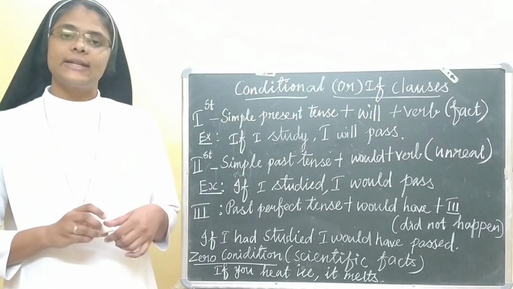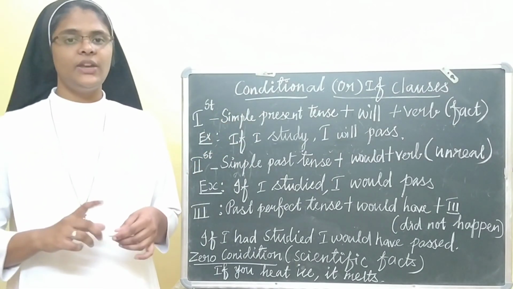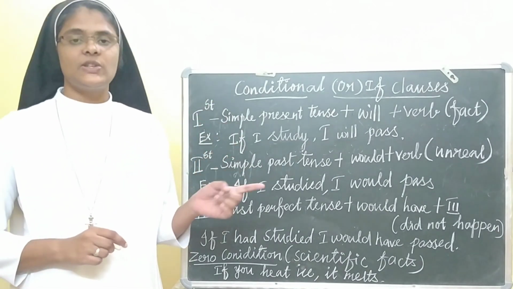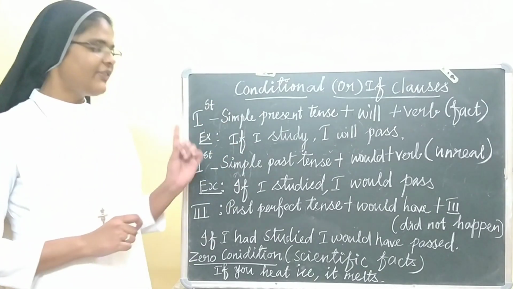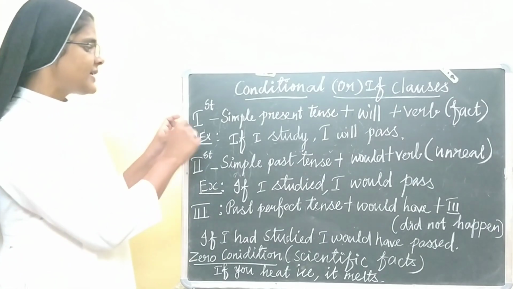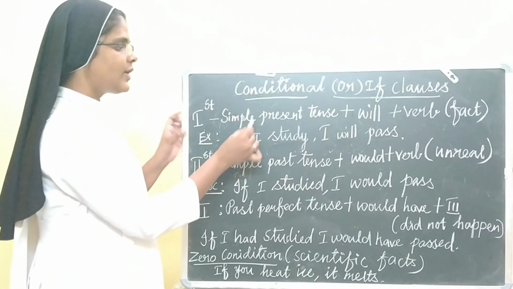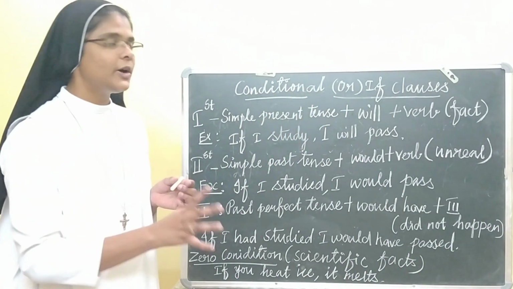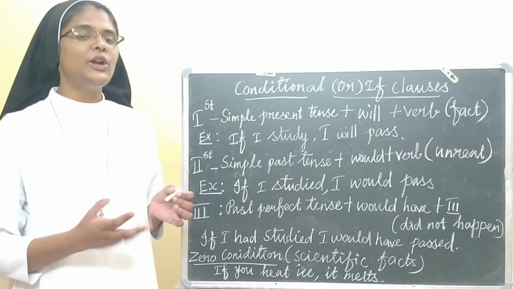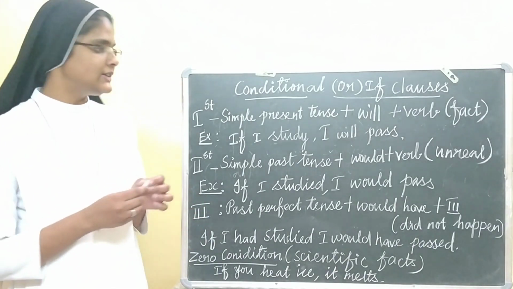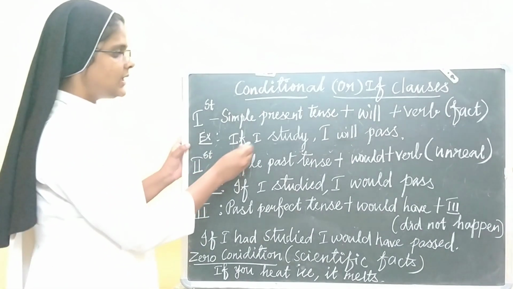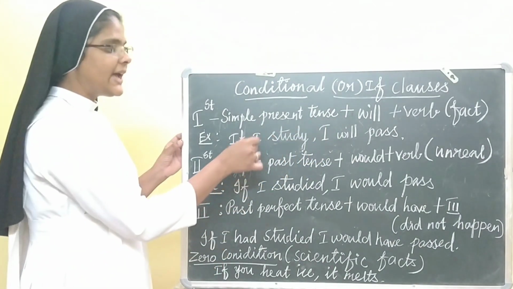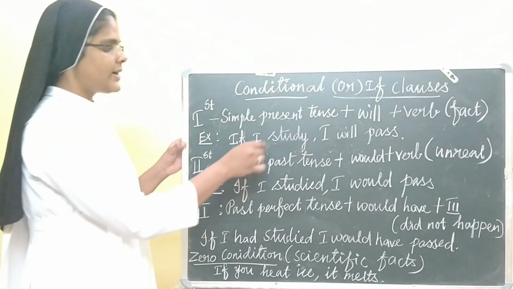Now let us see conditional clauses or if clauses. We can call them conditional clauses or if clauses. There are three kinds of conditional clauses. Now let us see the first conditional clause. The first conditional clause has simple present tense plus will plus verb. They express a statement of fact or intent. For example, if I study, I will pass.